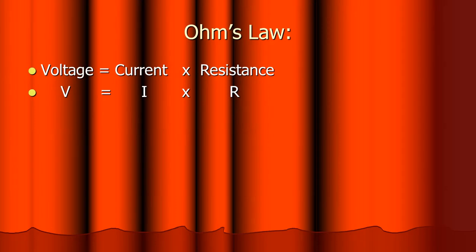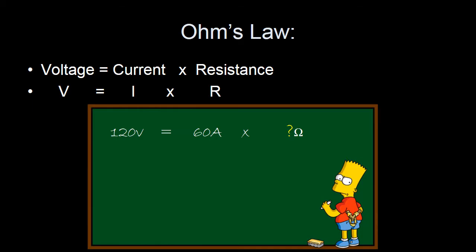Okay, so this is Ohm's law right here. This is the idea. Here's another formula for you. Voltage equals current times resistance, or V equals I times R. That's a formula that you'll need to know. Let's try a couple of these out.